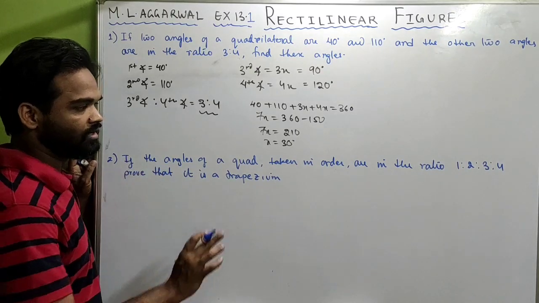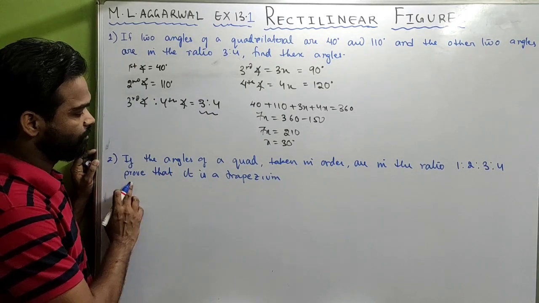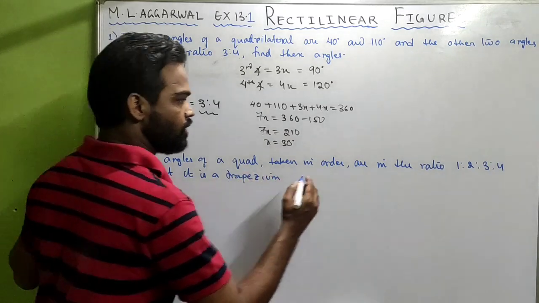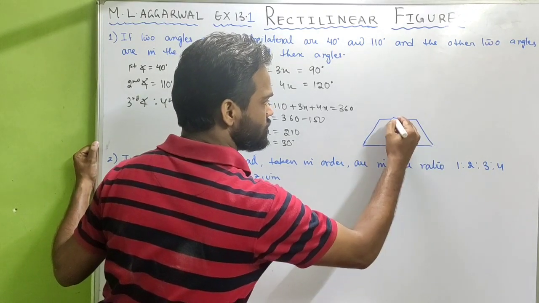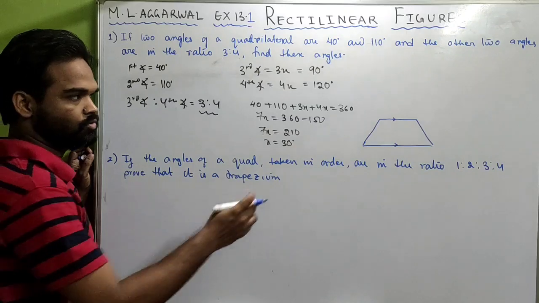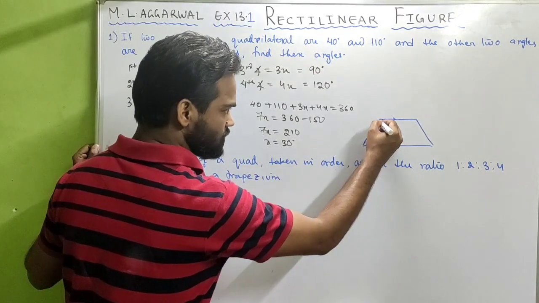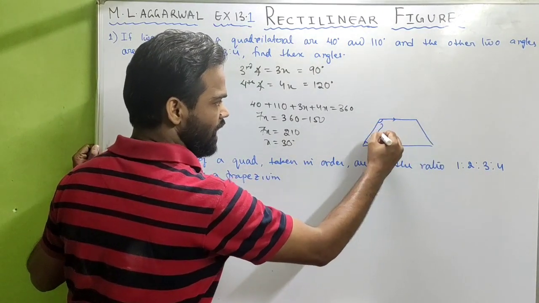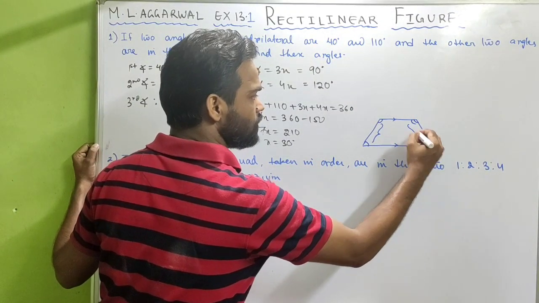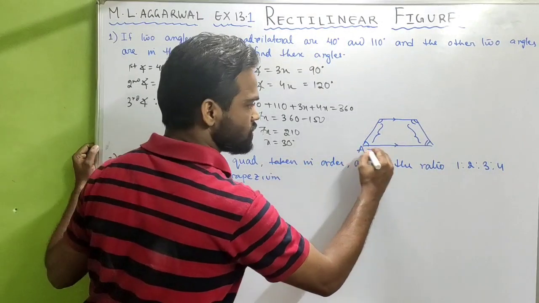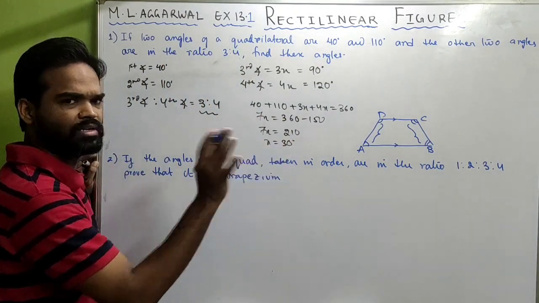If the angles of a quadrilateral taken in order, be careful, are in the ratio 1:2:3:4, prove that it is a trapezium. Now we know in a trapezium what happens? Two opposite sides are parallel, and the other pair of opposite sides are non-parallel. So this angle and this angle will add to give 180, co-interior. Similarly, this angle and this angle should add to give 180, co-interior. Suppose this is A, B, C, D. Suppose this is a quadrilateral. We don't know whether it's a trapezium or not.